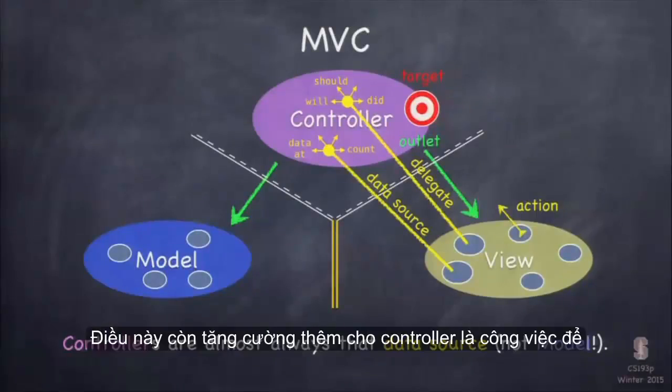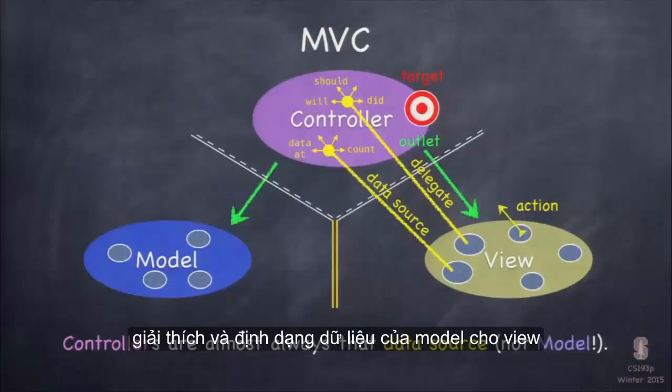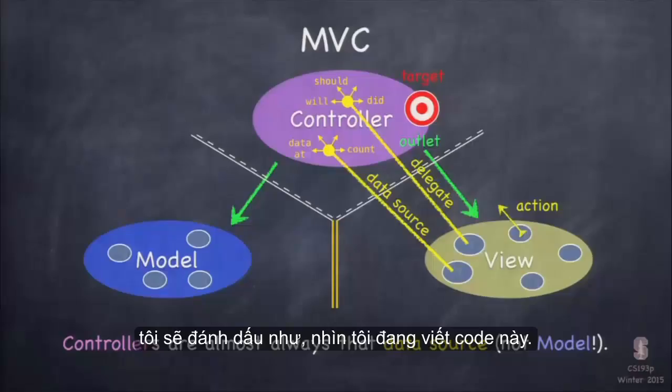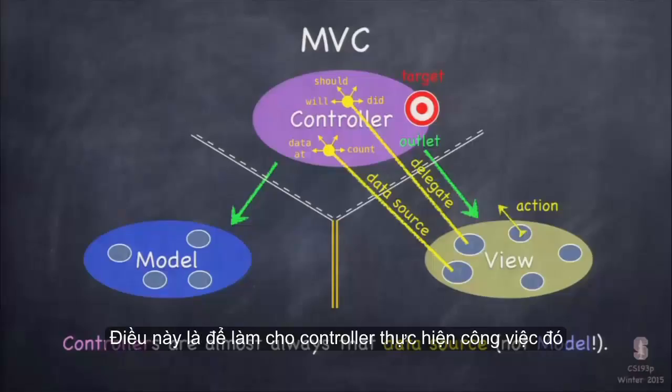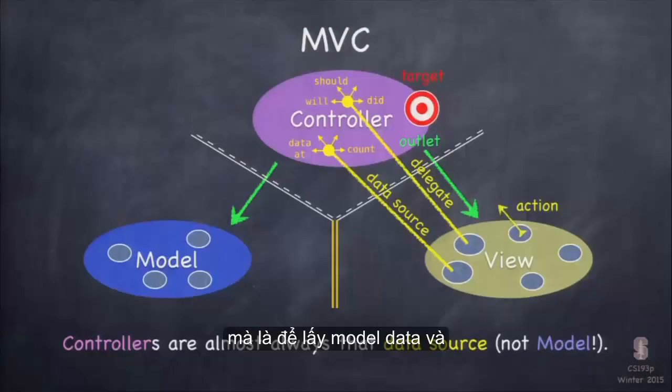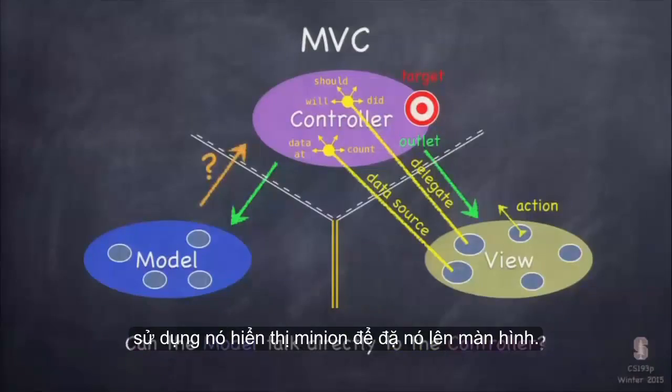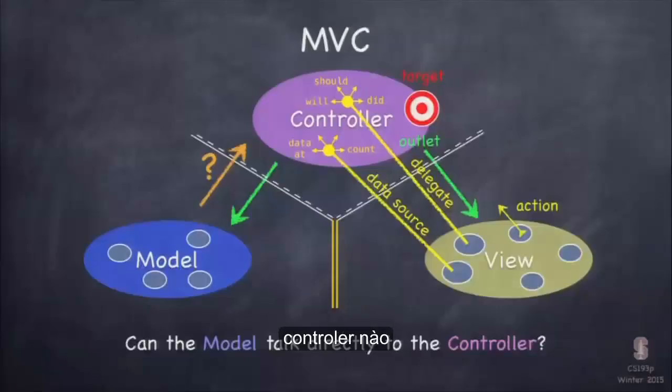Okay, this all adds up to the controller's job being to interpret and format the model data for the view. That's the controller's job. And when we do our demo, I'm going to be remarking like, oh, see, I'm writing this code. This is to make the controller perform its job, which is to take the model data and put it, using its view minions, on screen. Okay, that's what the controller does.